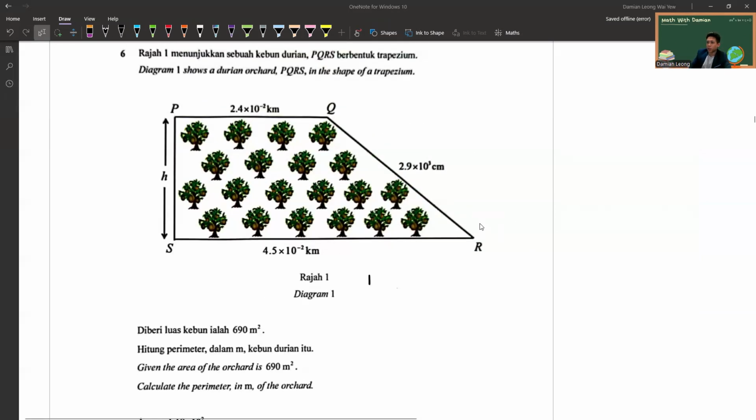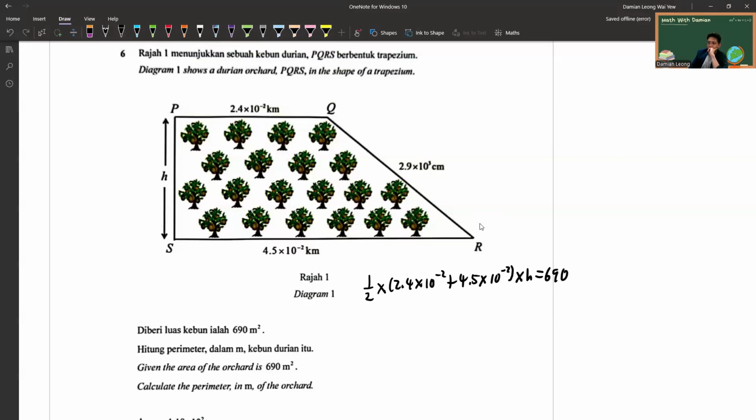Area of a trapezium is half times the sum of parallel sides, meaning 2.4 times 10 to the power negative 2 plus 4.5 times 10 to the power negative 2, times height. And it equals 690 meters square. But this is in meters square, so I should change everything to meters.